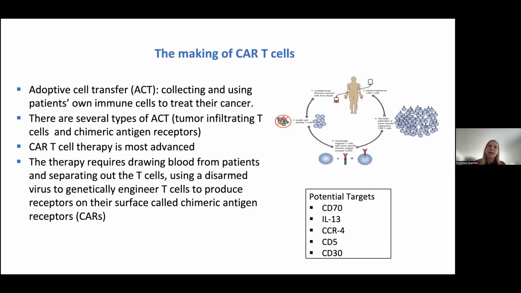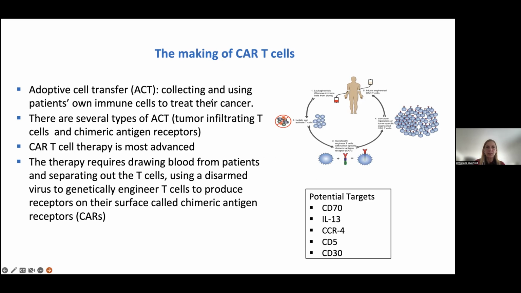Allogeneic transplant had usually been the potential curative treatment in CTCL, but now there's a switch as CAR T cells are developed. We know they are already developed for aggressive B-cell lymphoproliferative disorders. But for T cells, there have been a few studies out. The targets are CD70, interleukin 13, CCR4, CD5, and CD30.